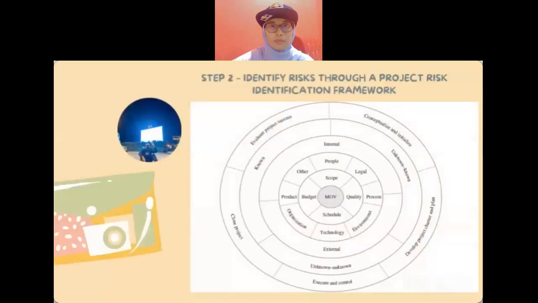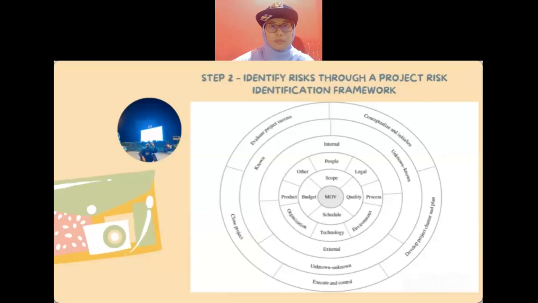Hi, Assalamualaikum. And next we are going to proceed with the step 2, identify risk through a project risk identification framework. As you can see here, this is a circle that consists of few parts that could eventually give a risk to your organization. As a center, you can see it's a MOV. What is MOV? MOV is a measurable organization value. So basically, we have a few parts here: budget, scope, quality, schedule, and part of it, second part of it, product, other people, legal, and so on.